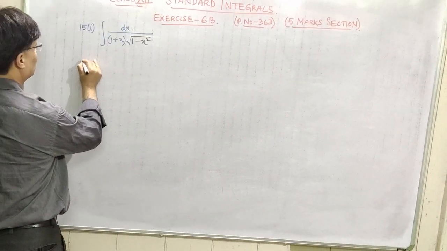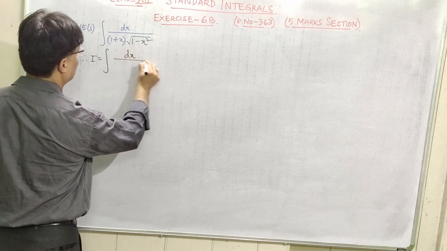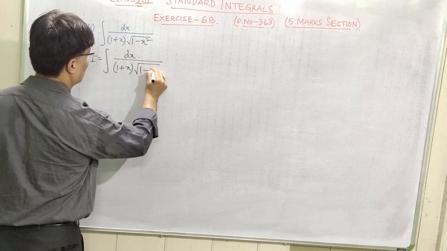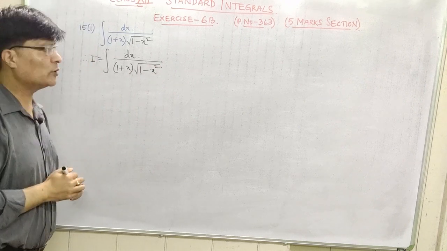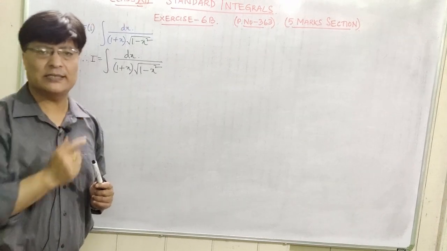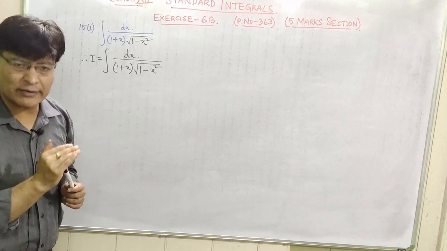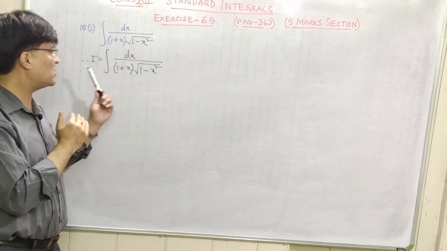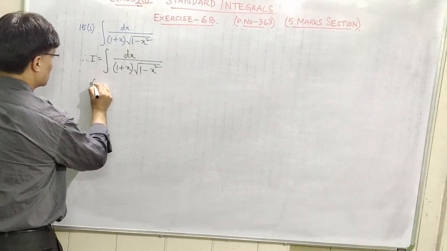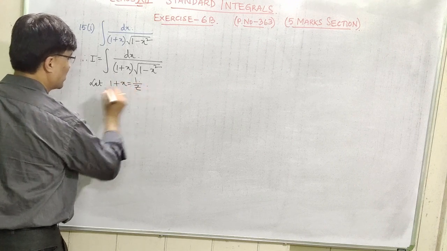So let us first write, therefore I is equal to integration of dx divided by 1 plus x, and this is root over 1 minus x square. So this is the second type of method. You have to use the second type of method in this case. We can assume this expression 1 plus x, which is linear in x, as 1 upon z. So let 1 plus x be equal to 1 upon z.